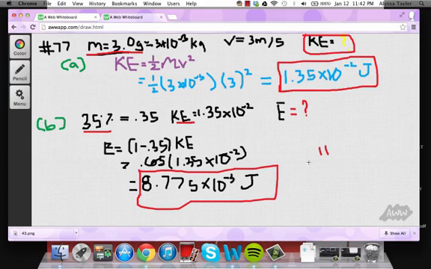So, yay! That is the end of these two homework problems.